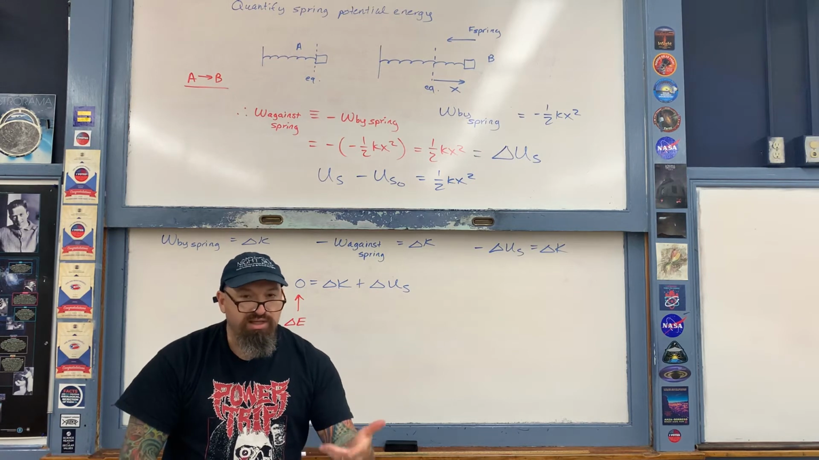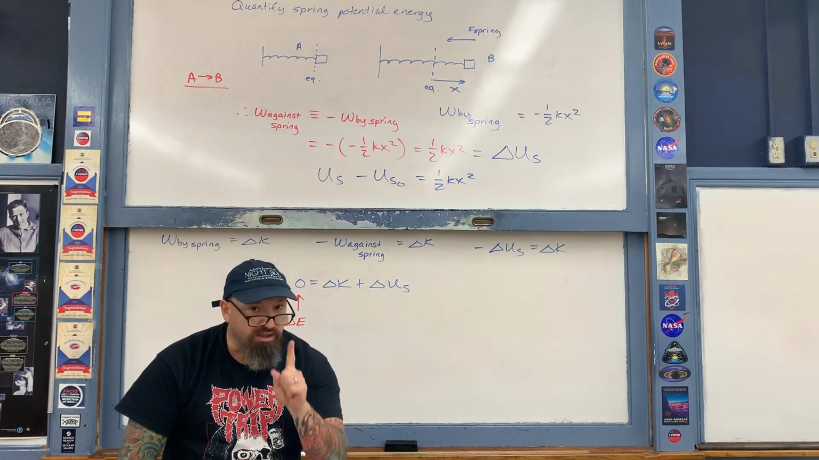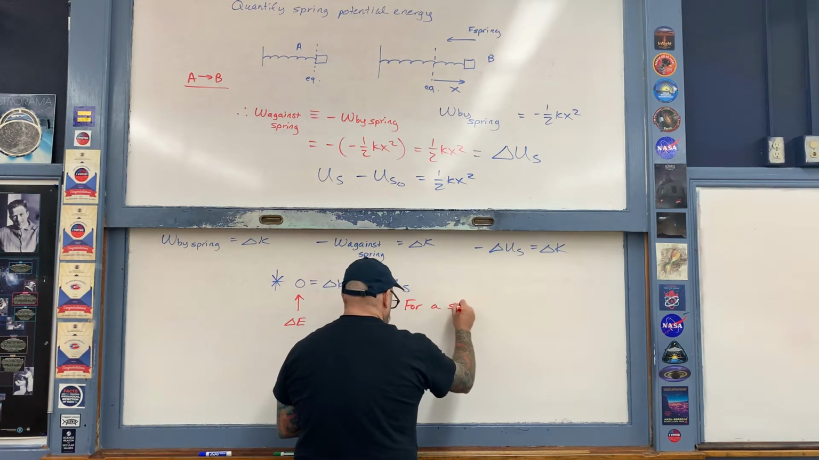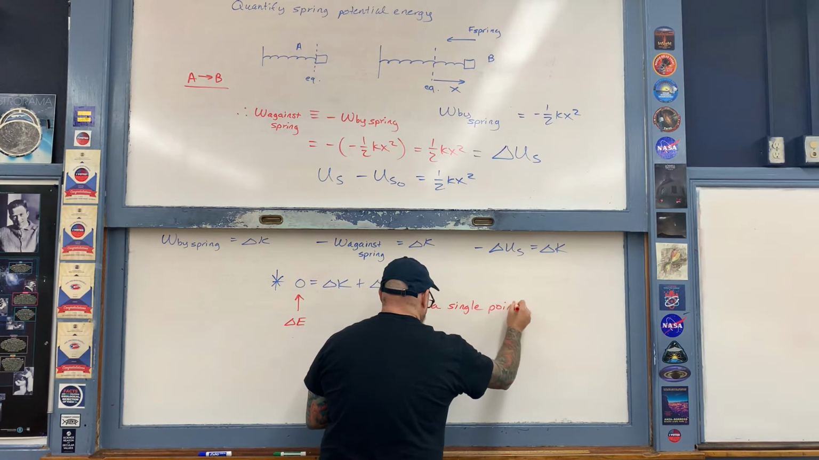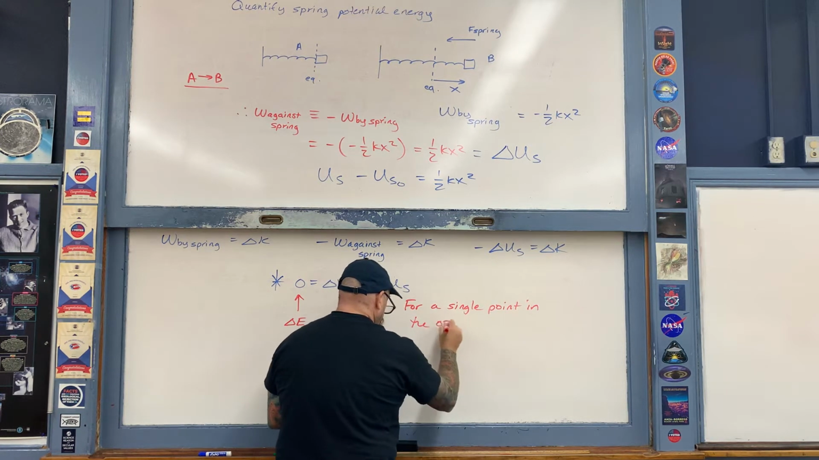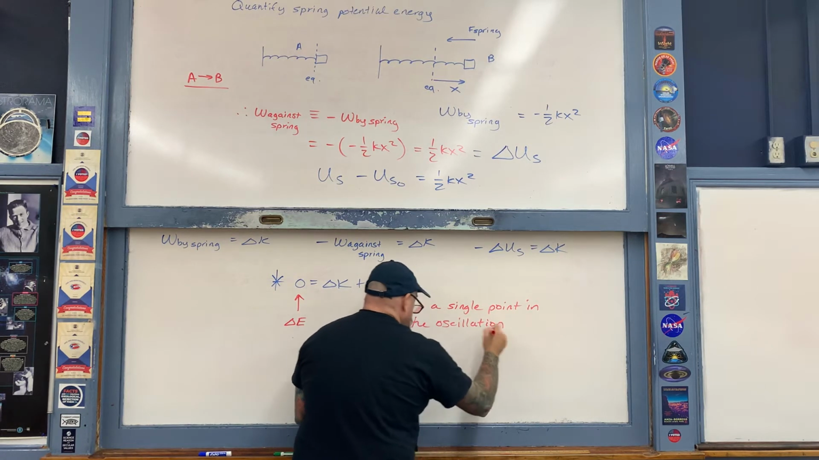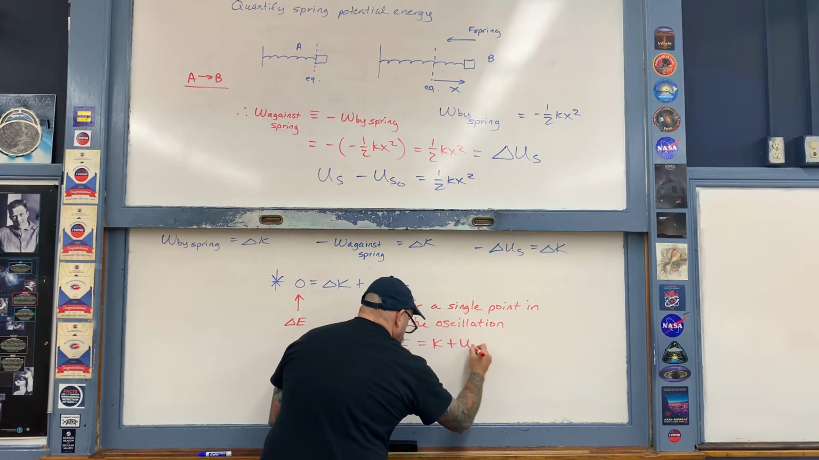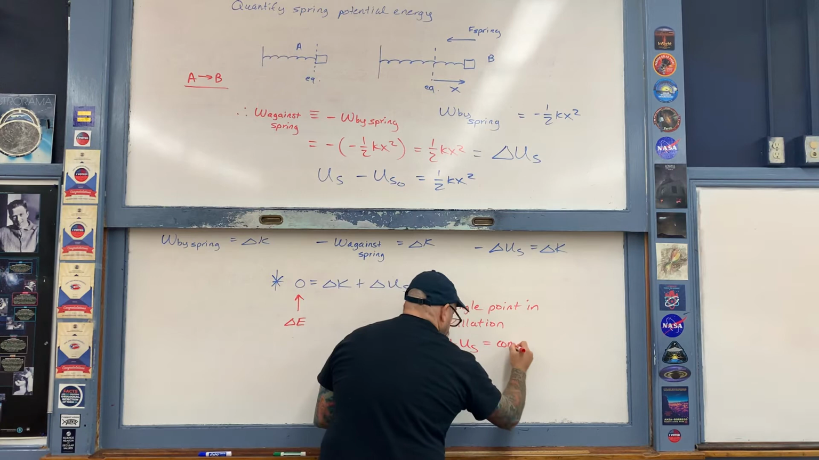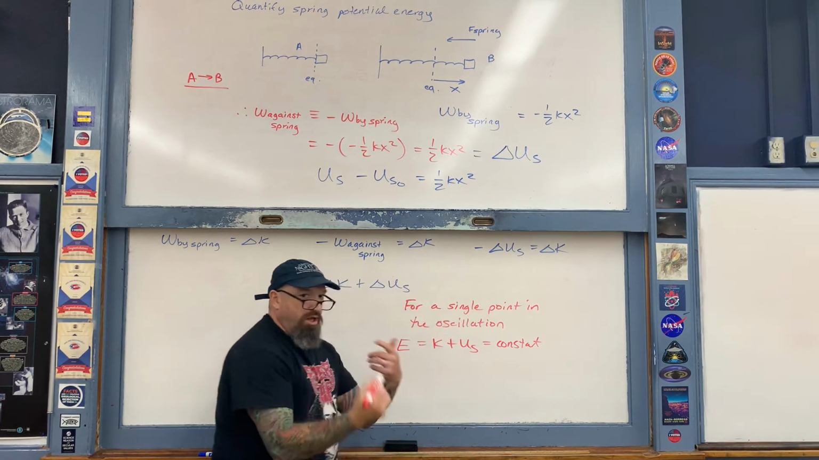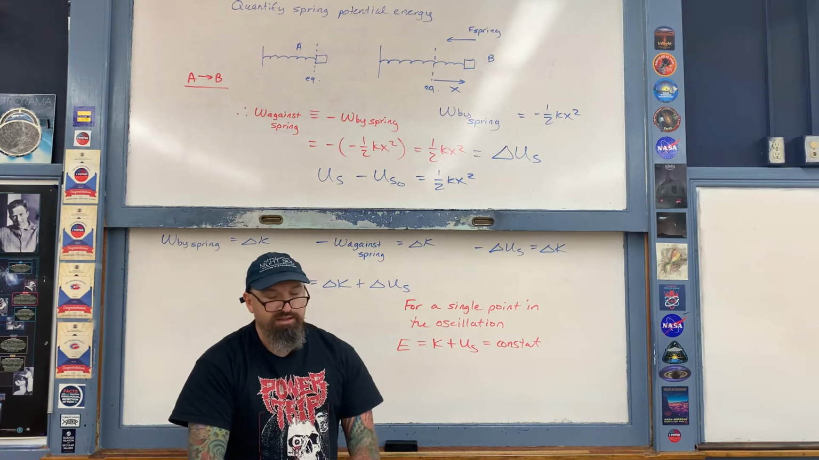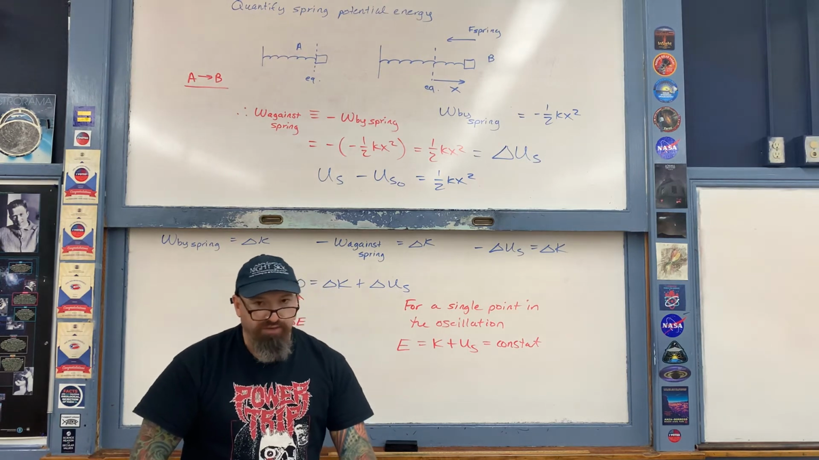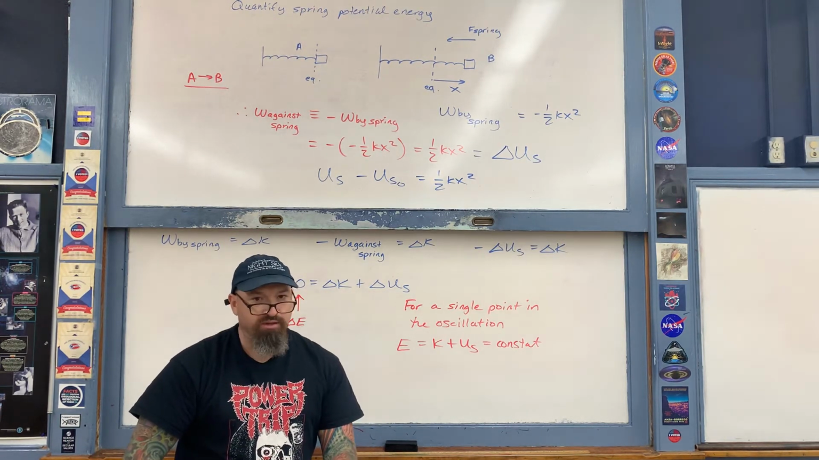An identical way of saying the same thing, but in this case for a single point in the oscillation, is as follows. At a single point in the oscillation, the total energy E, which is a combination of kinetic and spring potential energy, is equal to a constant. This is another way of saying that the energy is conserved, but in this case, just for a single point in the oscillation. And now let's immediately look at a basic example involving a horizontal oscillator, and we'll use conservation of energy to analyze it.